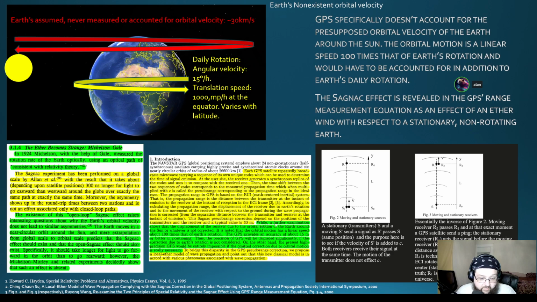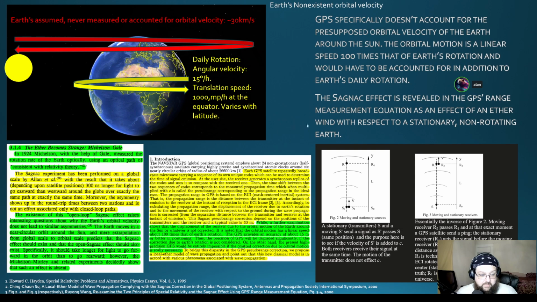So anyway, it says, furthermore, a further examination shows that the displacement of the receiver due to Earth's orbital motion around the sun is not corrected, though it is noted that the orbital motion has a linear speed 100 times that of Earth's rotation. With the GPS accuracy of about 15 meters or better in positioning, the precision of GPS would be downgraded significantly if the corrections due to Earth's rotation were not considered. On the other hand, the high precision of GPS would be entirely impossible if the omitted correction due to Earth's orbital motion was really necessary.